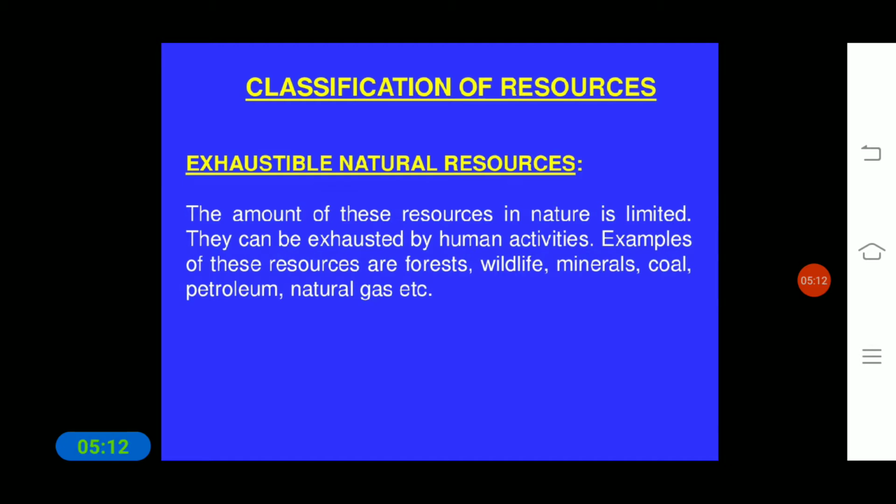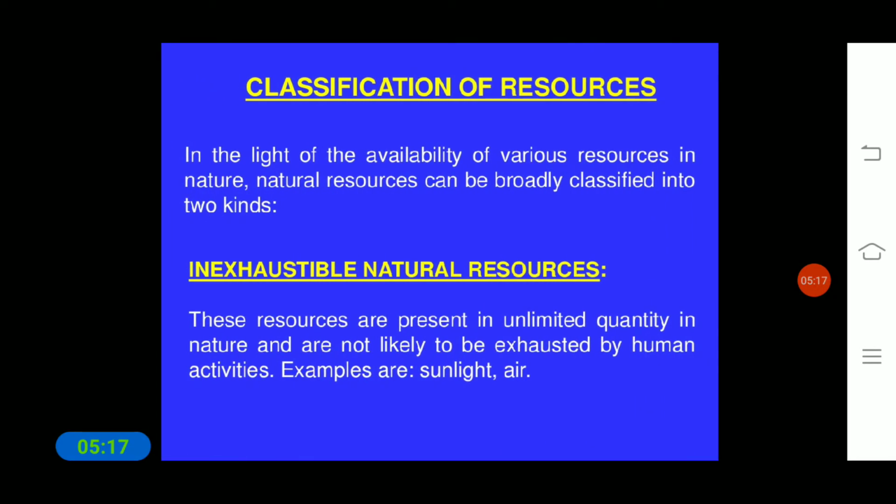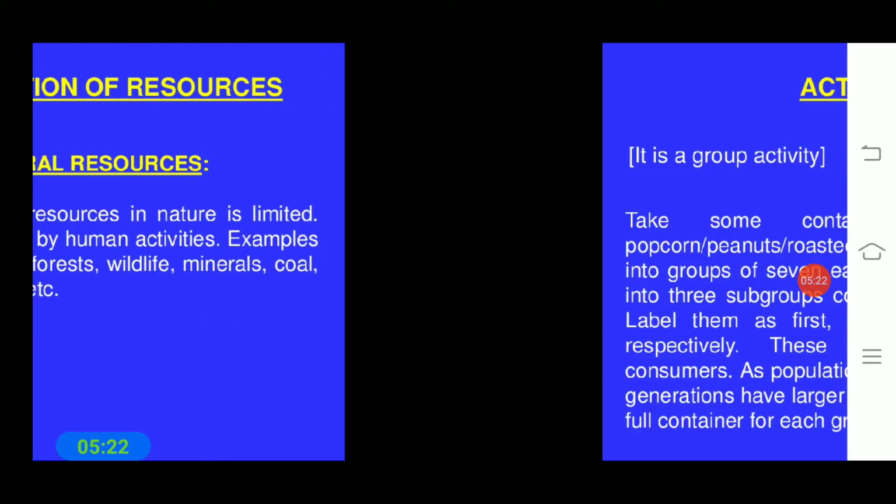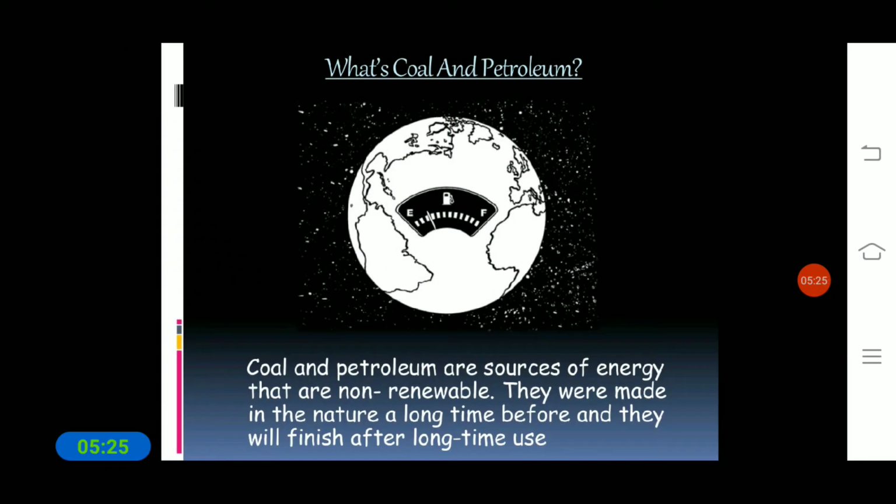Okay, so this is the classification of resources. One is inexhaustible natural resources, whereas the other is exhaustible natural resources. So children, coal and petroleum are sources of energy that are non-renewable. Non-renewable means that they can be exhausted by human activities.